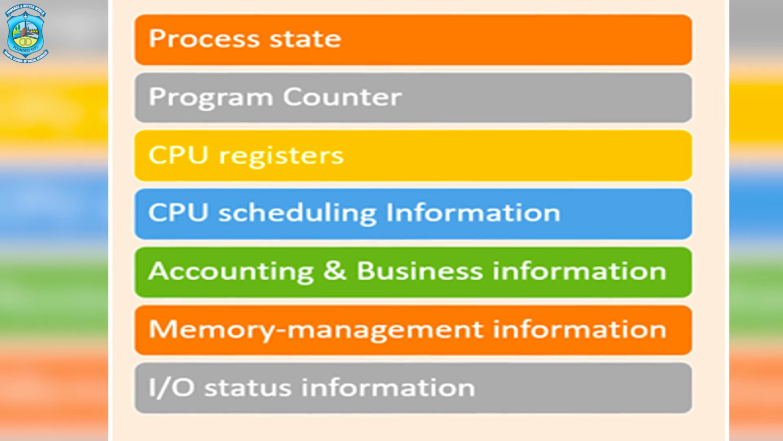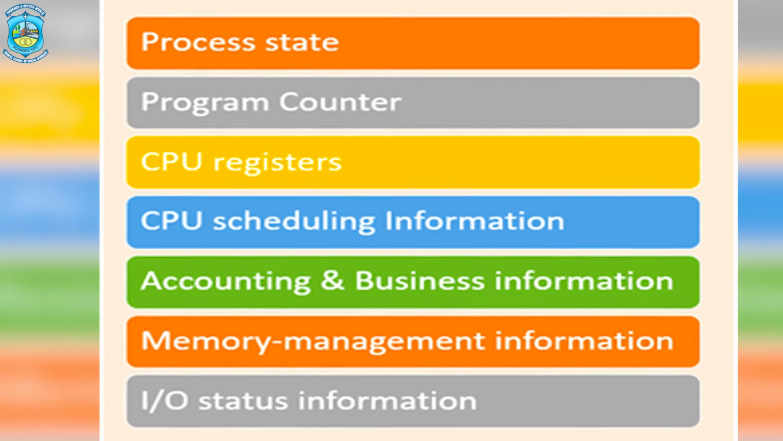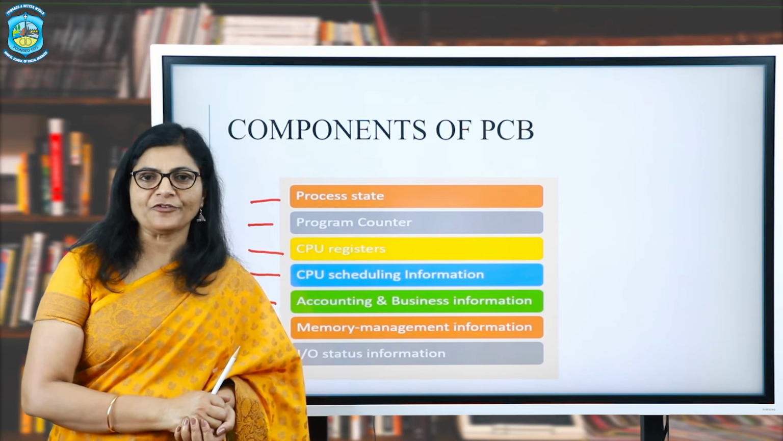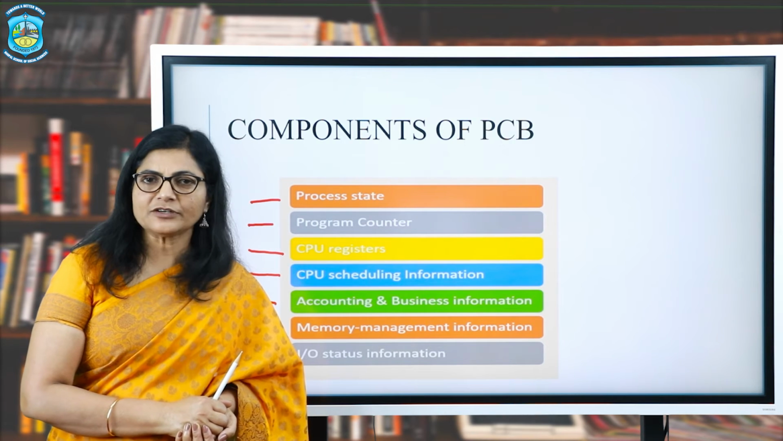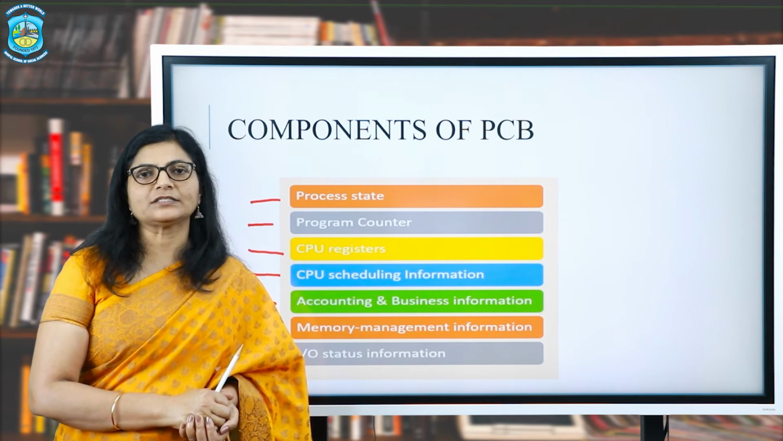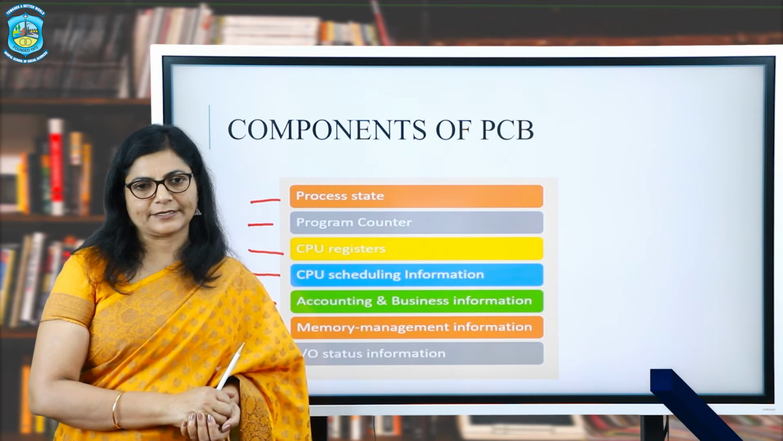The last component which the PCB maintains is I/O status information. This block includes a list of open files and the list of I/O devices that are allocated to the process. It records the names of the input/output devices used by the process.